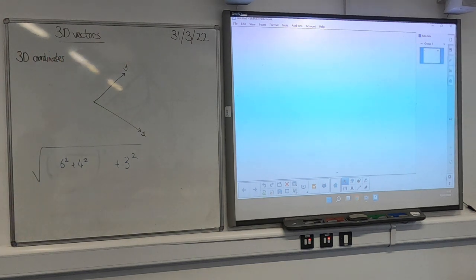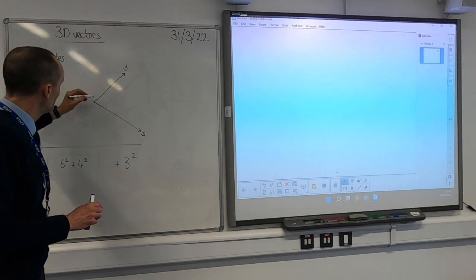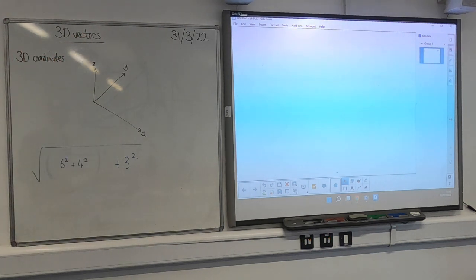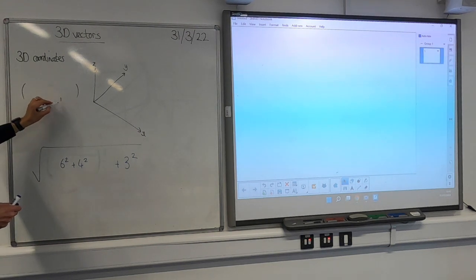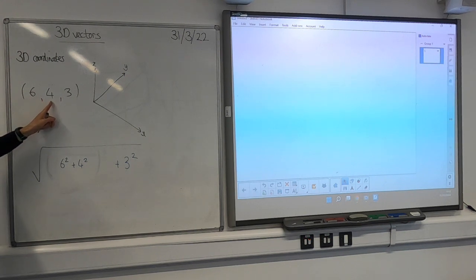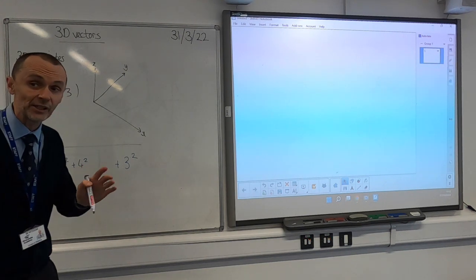And we have a third axis which comes up at right angles into 3D space. And we call that our Z axis. And we describe positions in 3D space, surprise, surprise, with three numbers in a bracket, where this is how far in the X direction, this is how far in the Y direction, and this is how far in the Z direction.